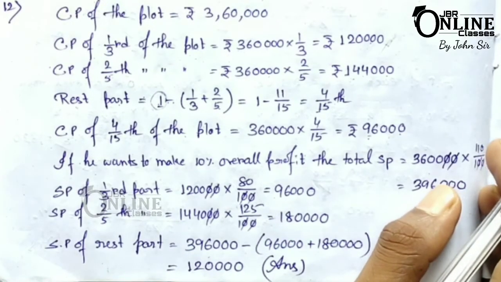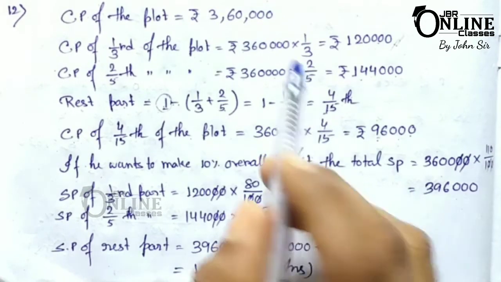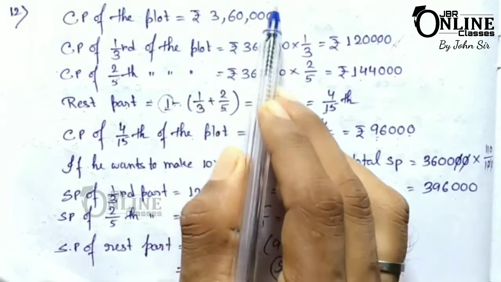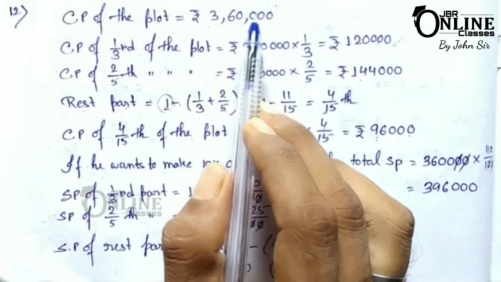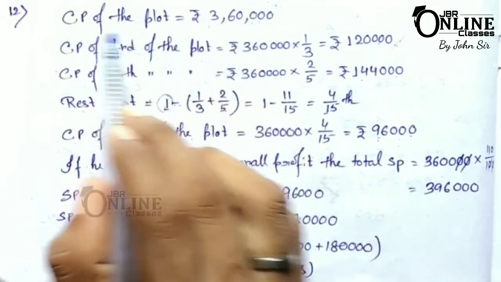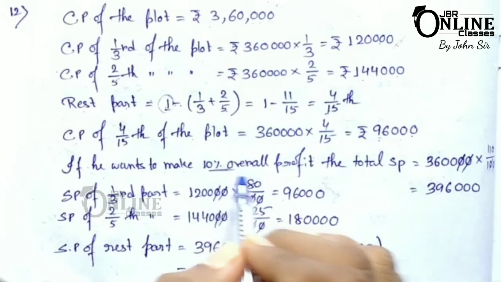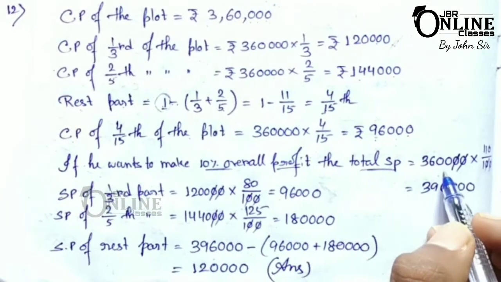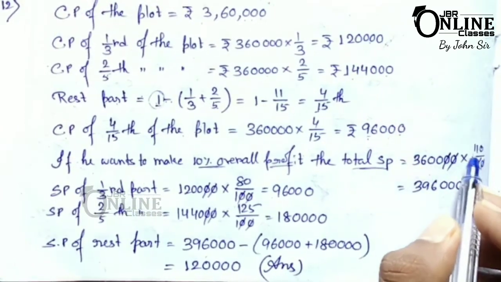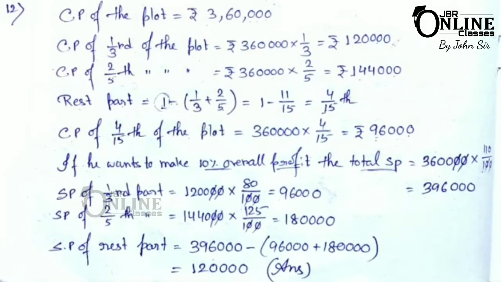Now the overall profit is given as 10%. Okay, overall profit, that means the profit applies on the total SP. So as the overall CP equals 3,60,000, then if the overall profit is 10%, the total SP equals 3,60,000 into 110 by 100, and that equals 3,96,000. So 3,96,000 is the total SP.